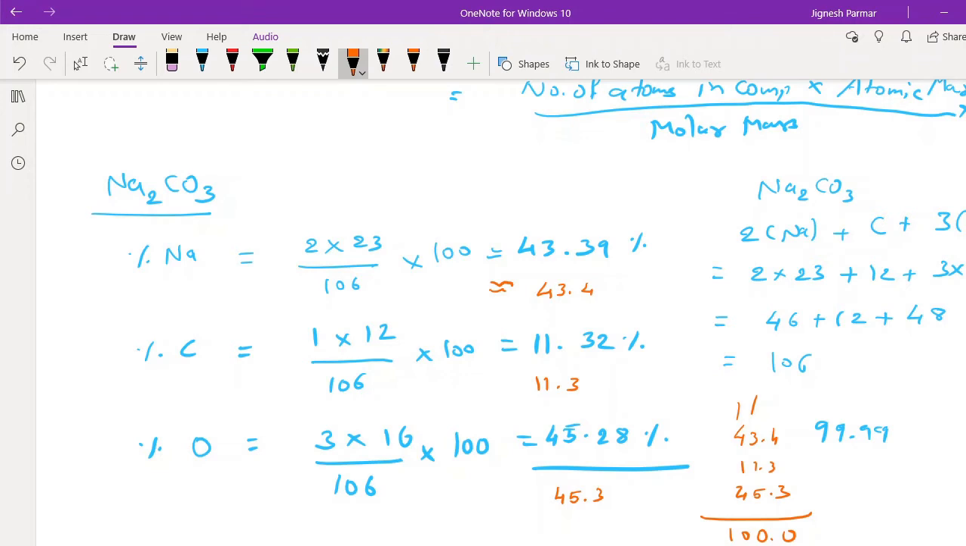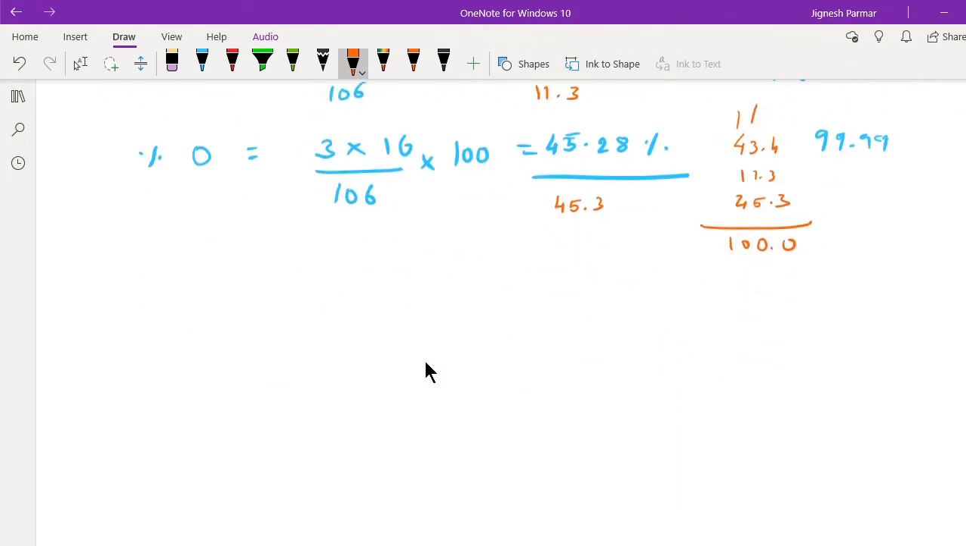Okay, now let us see. I'm going to give you a few examples for revision purposes, or for your practice. This is homework. Please do this homework at home. What is your homework? Let us understand the homework over here. We need to find the percentage composition.